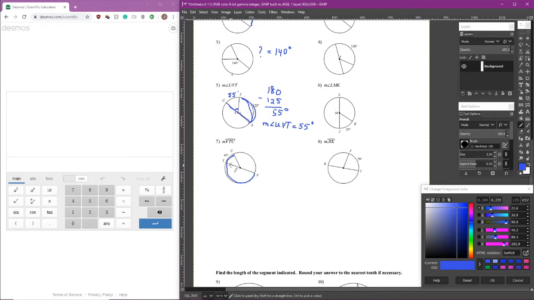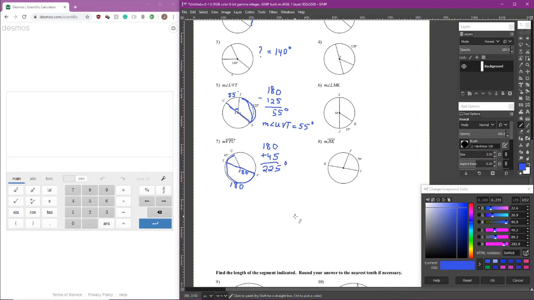Okay, now this is not a hard problem because straight lines and half circles are 180 degrees. If this is 180 degrees, its intercepted arc is also 180 degrees. And then they gave you this little piece, this little intercepted arc from U to T is 45. So you're just going to add the total together. 180 plus 45 is 225.